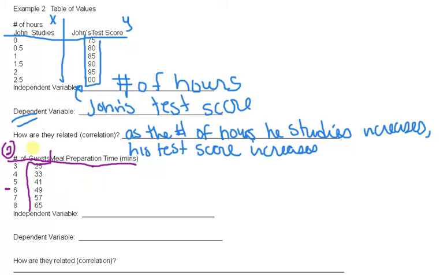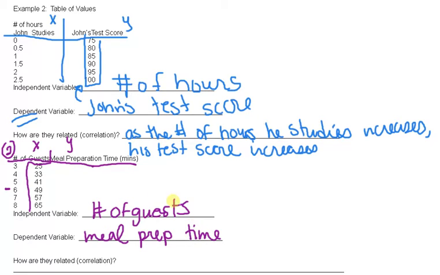Okay, so the independent variable, again, if we want to cheat, it's the x, so it's the number of guests. And again, that's what you have control over. You have control over the number of guests that you invite. And then the meal prep time is going to depend on the number of guests that come.